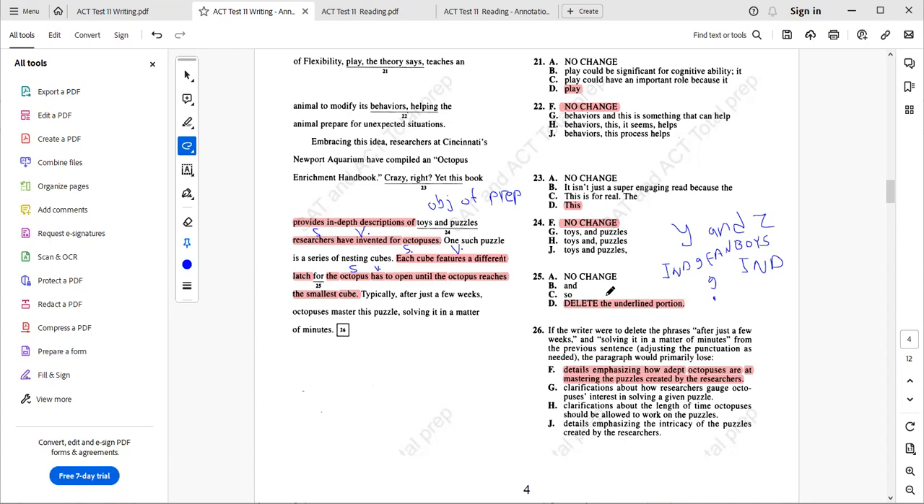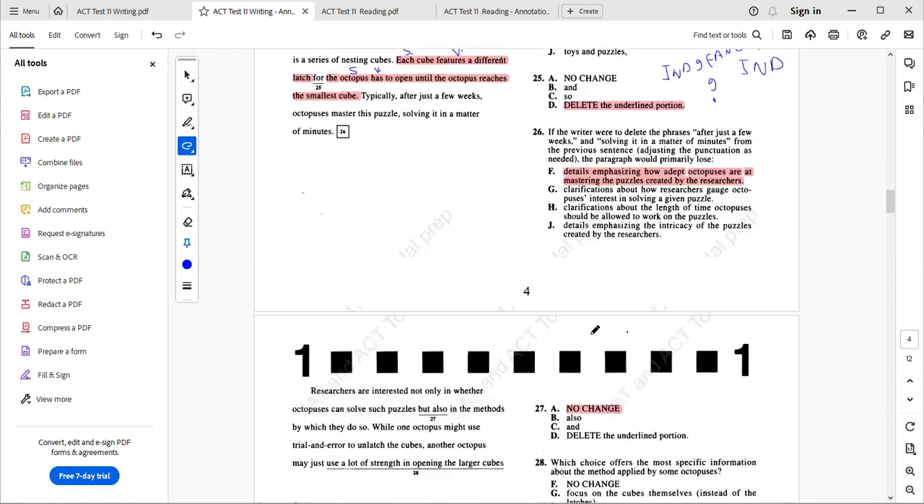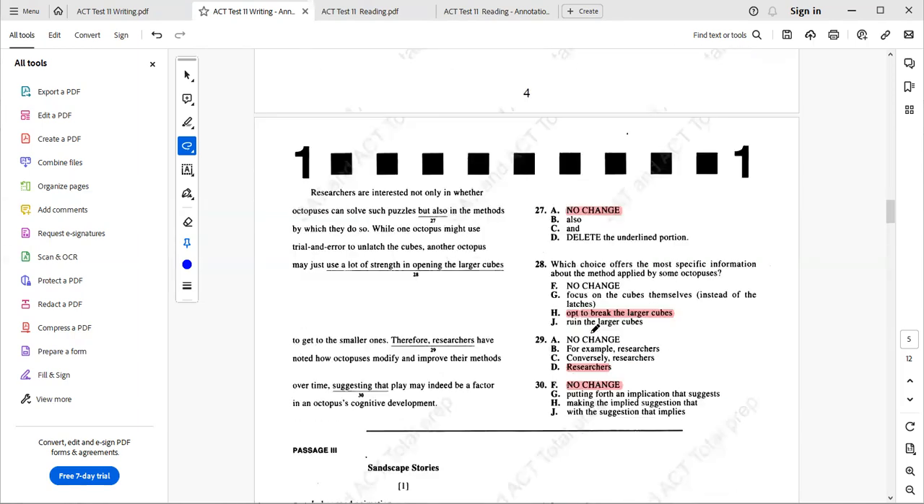Yes. 26 is right. 27 is right. 28 is wrong. He said here, Adam, which choice offered the most specific information about the myth? Okay, let's go to 28. And I need something to be specific. Take care of specific.